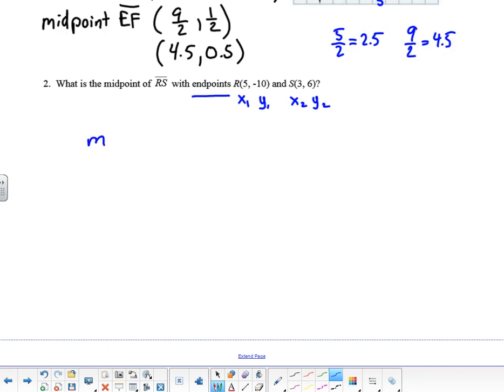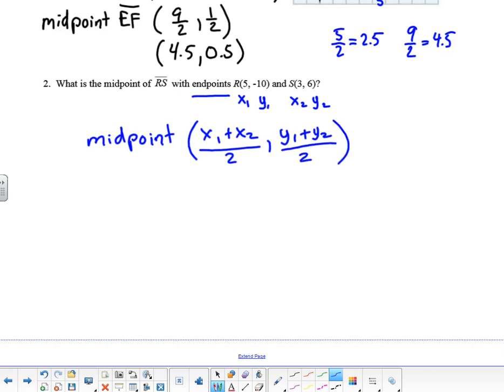Okay, and I'm going to write out the midpoint formula again. Repetition is the mother of learning. x1 plus x2 divided by 2, comma, y1 plus y2 divided by 2. The midpoint formula, that's for you. You have to add and divide by 2. All right, don't forget the parentheses.